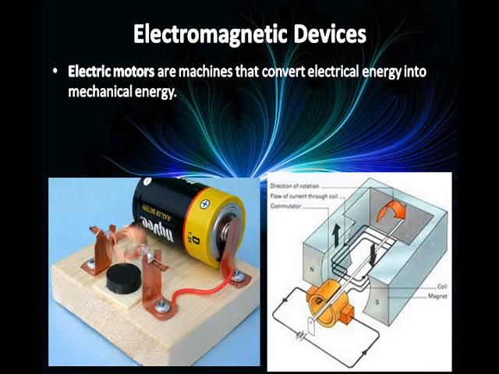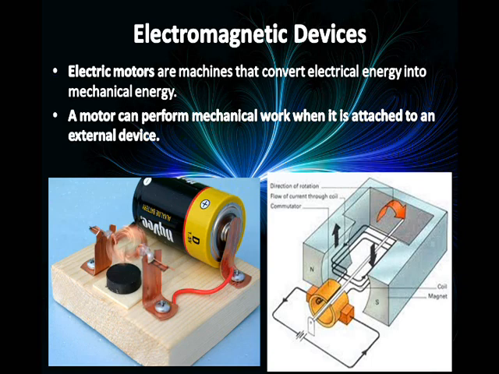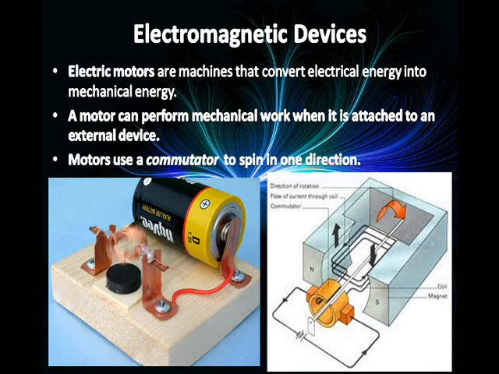Now, let's talk about a few electromagnetic devices. Electric motors are machines that convert electrical energy into mechanical energy, and they use electromagnetism. That's how electric motors work. And a motor can perform mechanical work when it's attached to an external device. Motors use a commutator to spin in one direction. And so that allows, remember that direct current, the electrons to travel in that one direction and convert the electrical energy into mechanical energy.